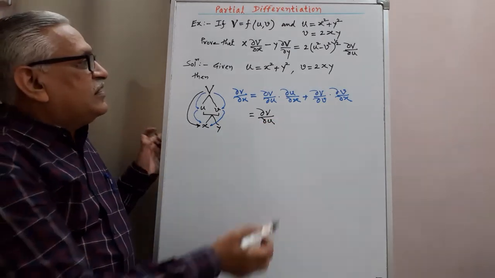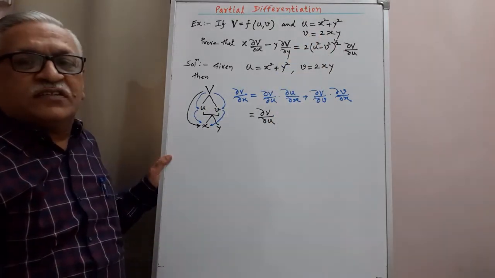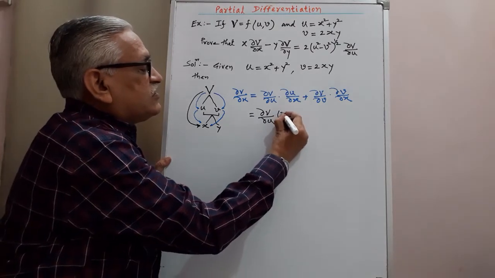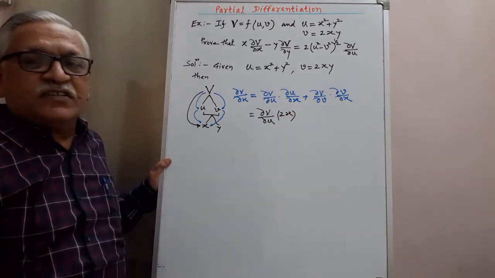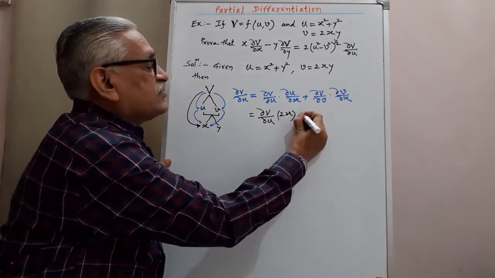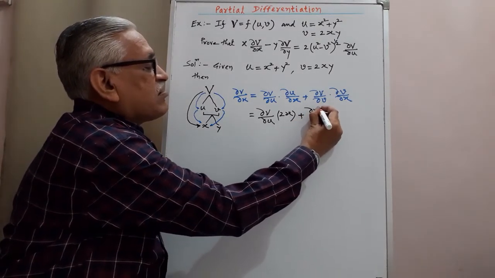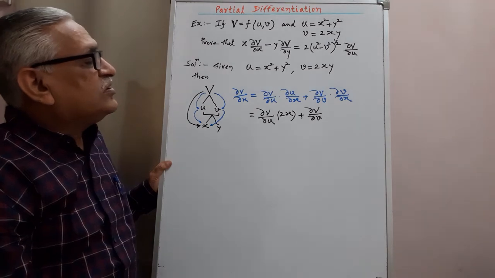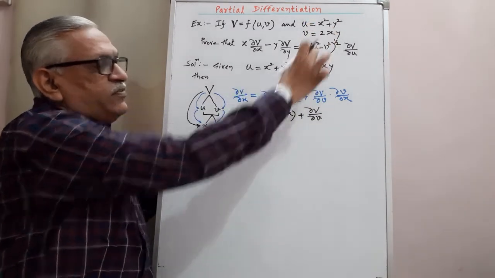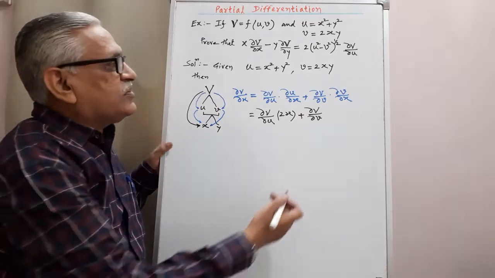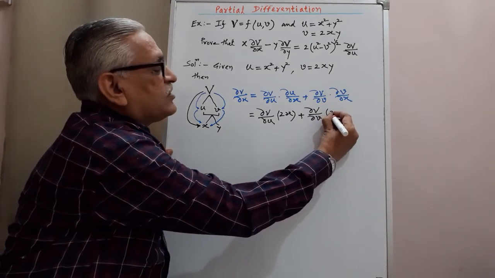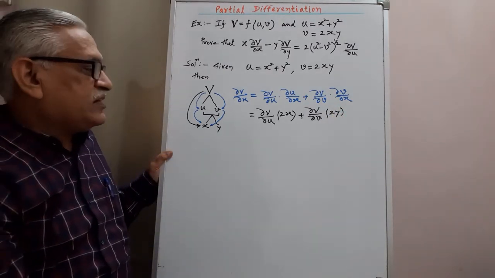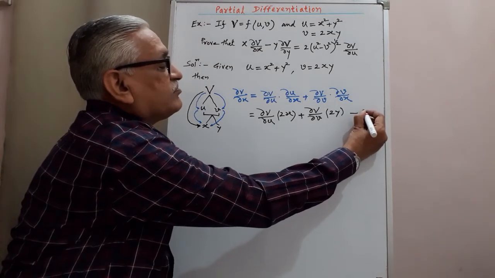Then dou u by dou x: differentiating u with respect to x partially, keeping y constant. So the derivative of x square is 2x, and of y square is 0, plus dou V by dou small v into dou v by dou x. Differentiate this v with respect to x, again keeping y constant. So here 2 is constant outside, y is constant outside, and the derivative of x is 1. Therefore, we get that term as 2y, and we call this equation 1.